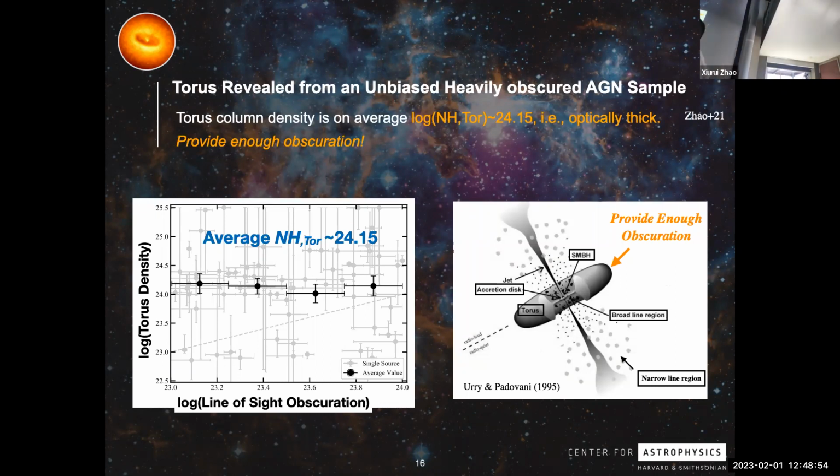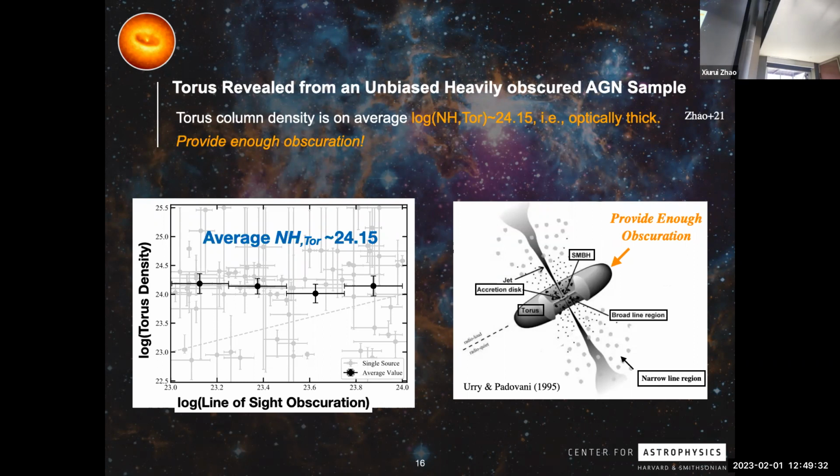So on the left figure, I plot the line of sight obscuration and the average column density of the torus. Remember that the torus is not a uniform structure. It's inhomogeneous. At different line of sight or at different observing angle, you may have different column density. But by averaging these different column densities, you will have an average torus column density. And this is what the model can tell us.